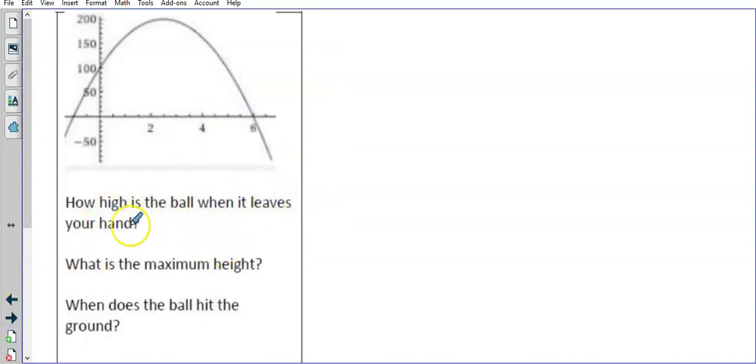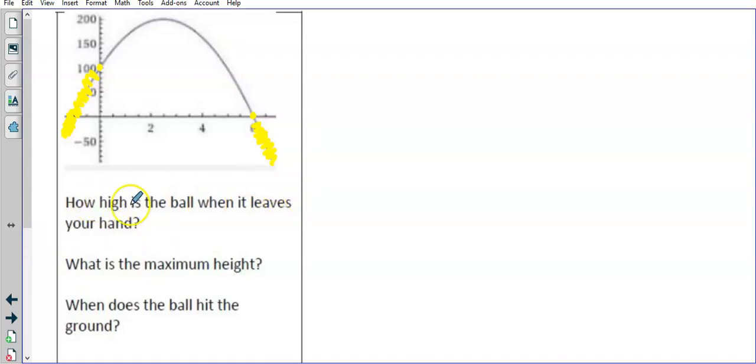Okay, how high is the ball when it leaves your hand? They have the negative part drawn on this one, but that's really not part of what we're looking at. Even though they have that whole parabola drawn, it actually starts right here and goes this way, and it stops right here at the ground. When you graph the equation, it goes forever in both directions, but if you're throwing a ball, it starts somewhere and it stops somewhere.